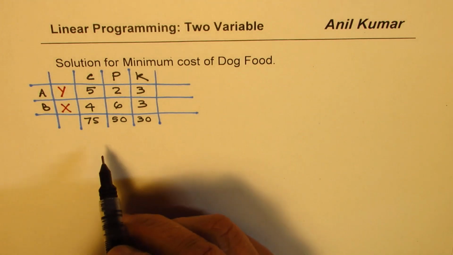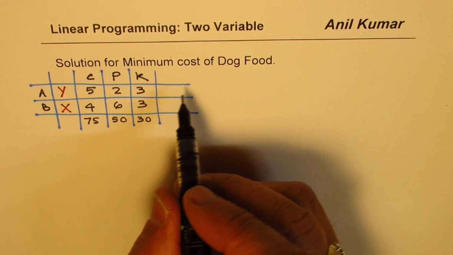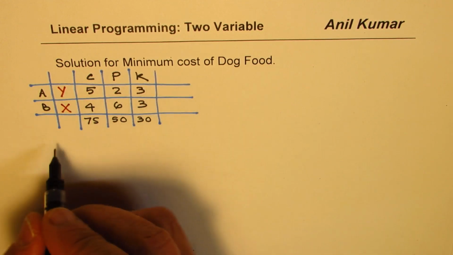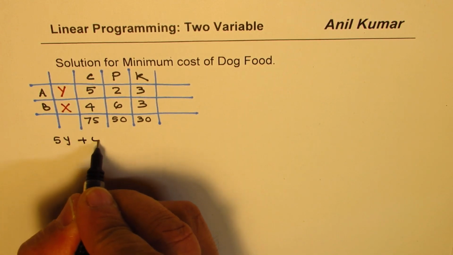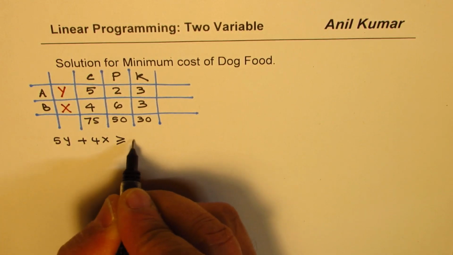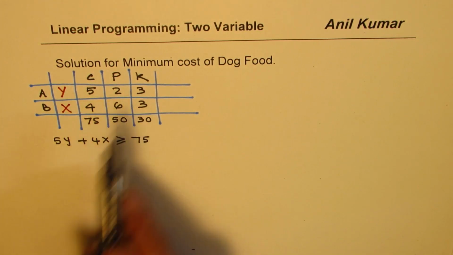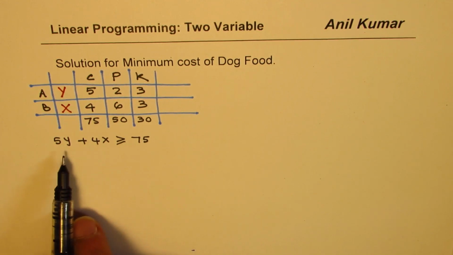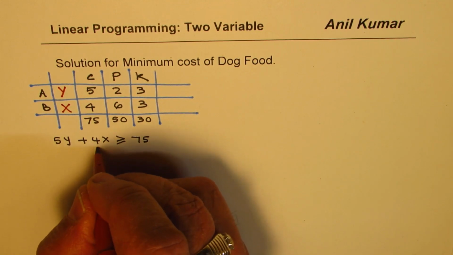So based on this, we do get our equations, and the equations are 5y plus 4x should be greater than or equal to 75. Now, that is the first equation. To actually sketch this inequality, we should find the intercepts, right? So let's find the intercepts right here.